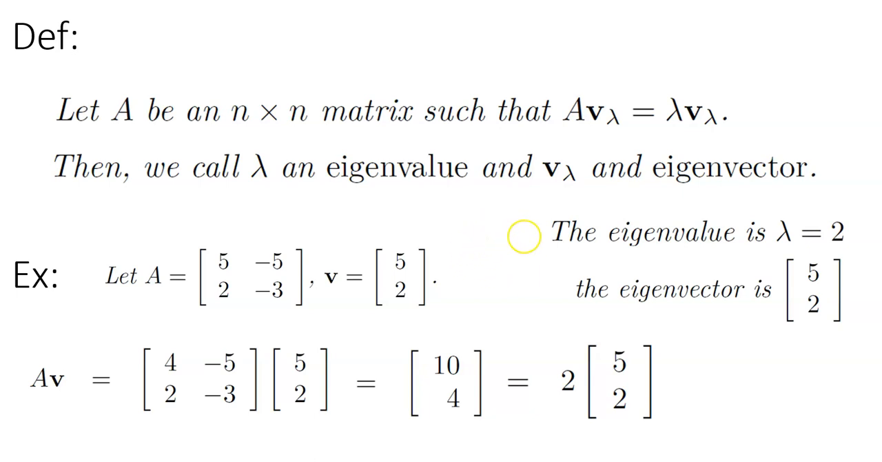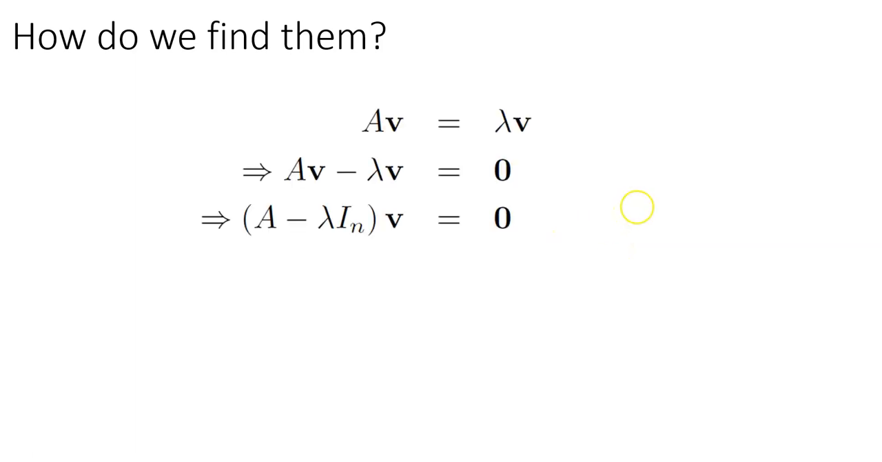Okay, so let's see how to actually find one of these. What we're solving for is when Av is equal to lambda v. So, bringing this over, I get Av minus lambda v. I'm going to factor out the v. But notice if I factor out the v and leave just the lambda, that doesn't make sense. You can't say a matrix minus a number. So we have the identity matrix in there as a placeholder.